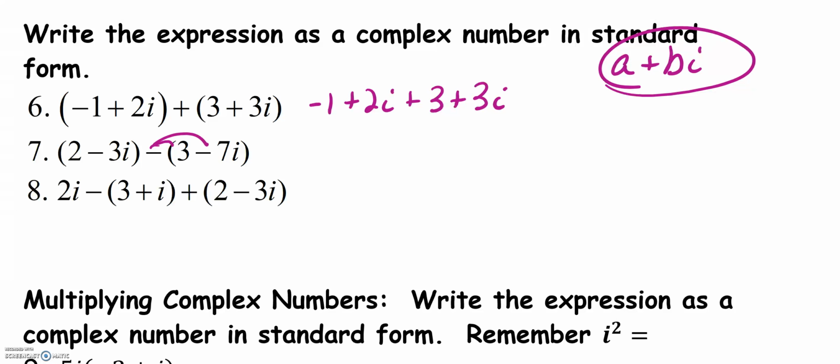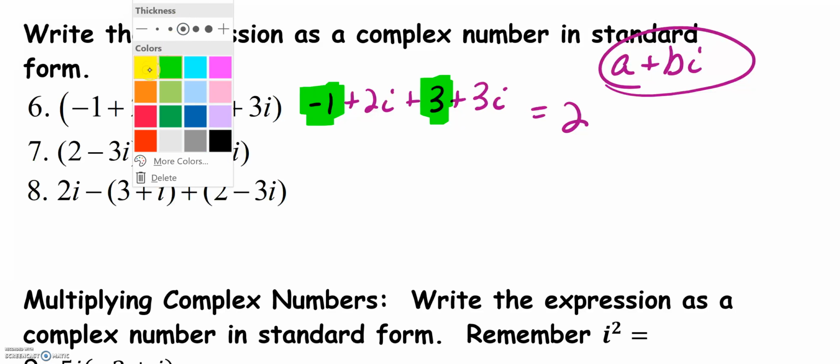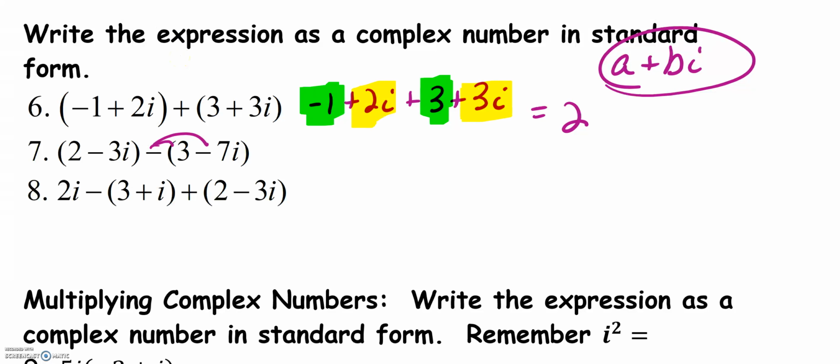Okay, so number 6, add the real numbers. Negative 1 plus 3 is 2. And then add your imaginary numbers. 2i plus 3i is 5i. 2 plus 5i. And that is all. These are the easy ones. It's just like combining like terms. Add the real numbers, add the imaginary numbers.